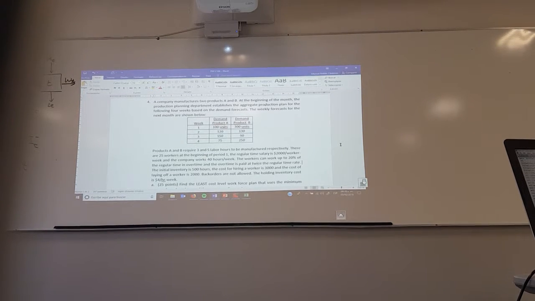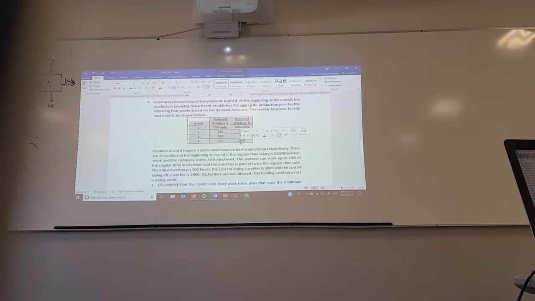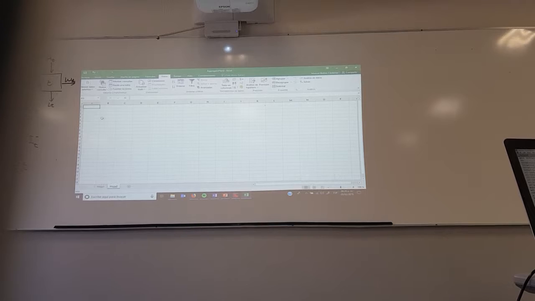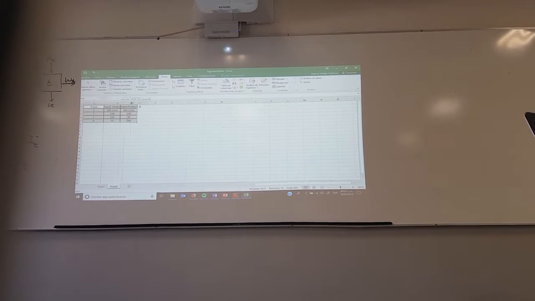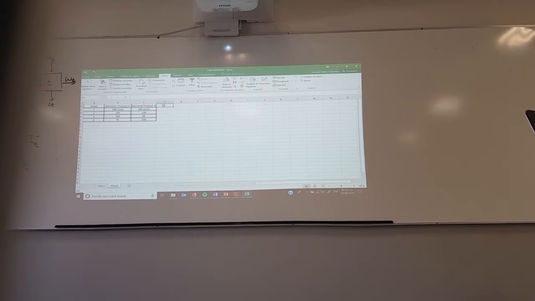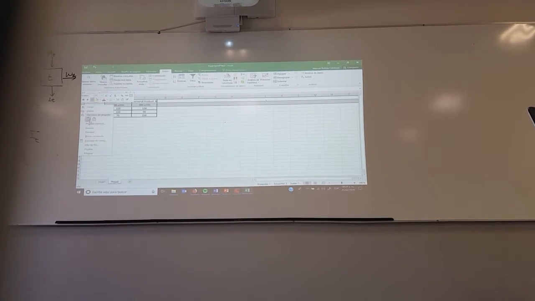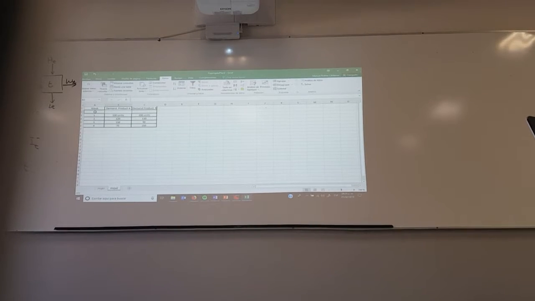Okay, so I'm going to copy this table into Excel, and we are going to solve it. So let's do this. Copy this. Here. Okay, so I'm going to insert the row I said, so week 0 for the initial conditions.